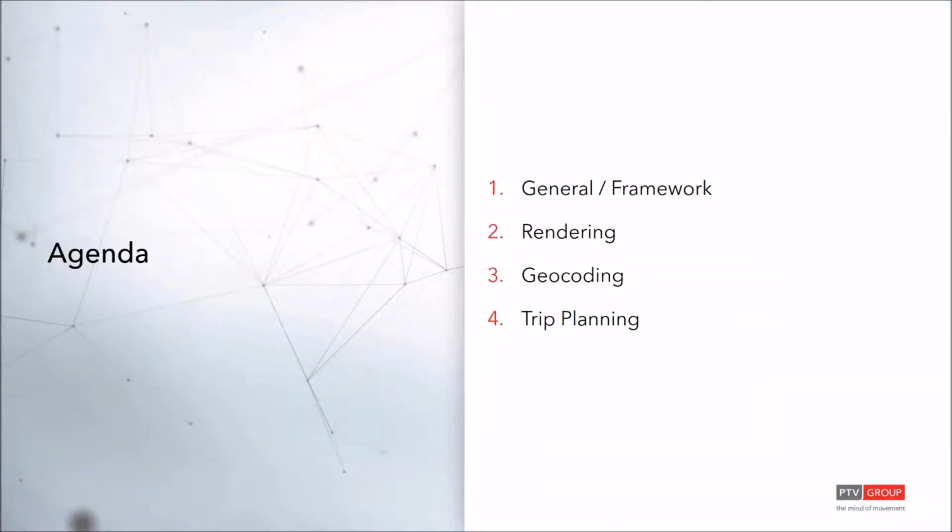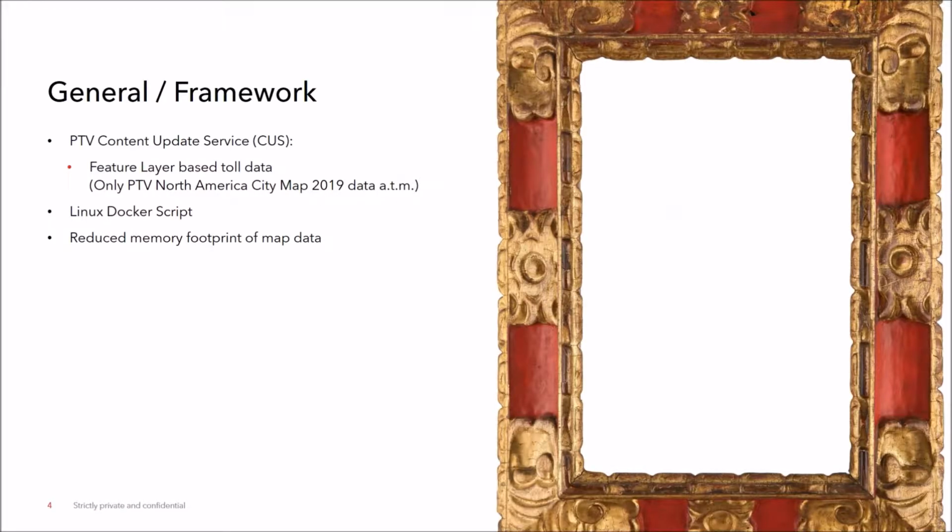We have 4 parts. We have a few general or framework points, then something in rendering, geocoding, and last but not least, some new features and updates in trip planning. So let's start with the general points.